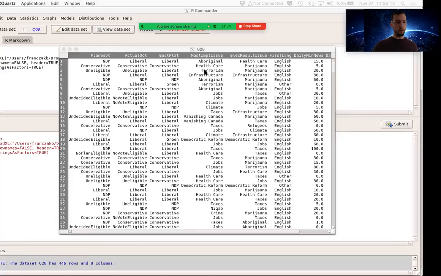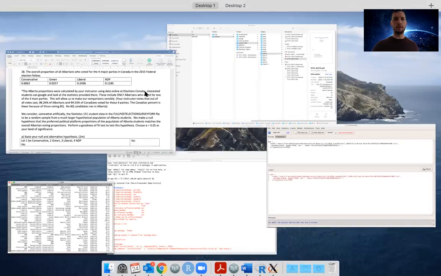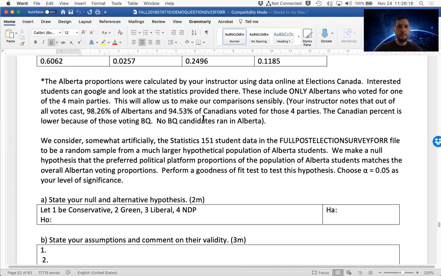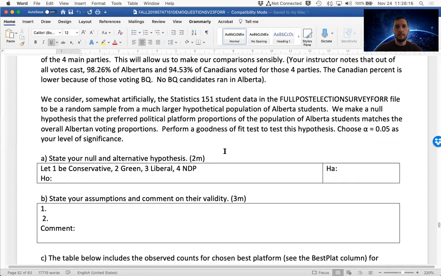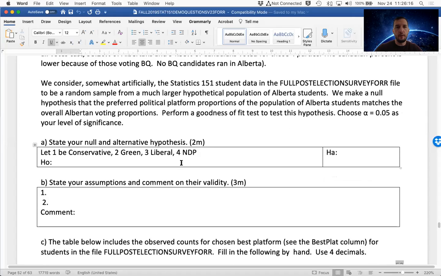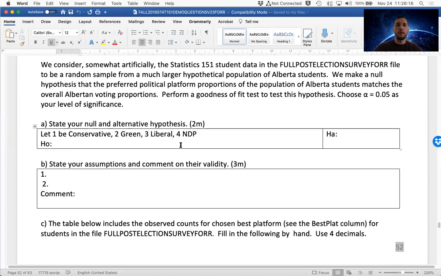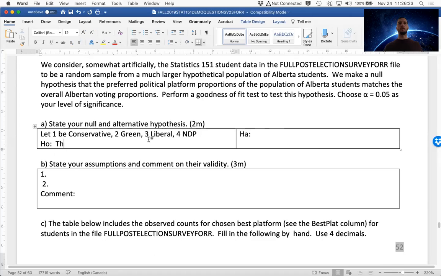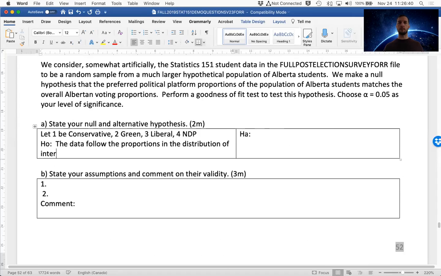So if we go back to our Microsoft Word page here, we have, first off, in part A, state your null and alternative hypothesis. Okay, so there's different ways that we can do this. I usually like to work with general statements. So I'll write something like, the data follow the distribution or the proportions in the distribution of interest.